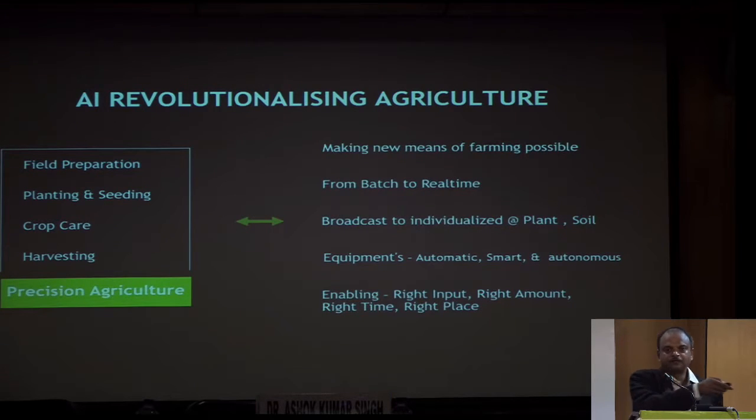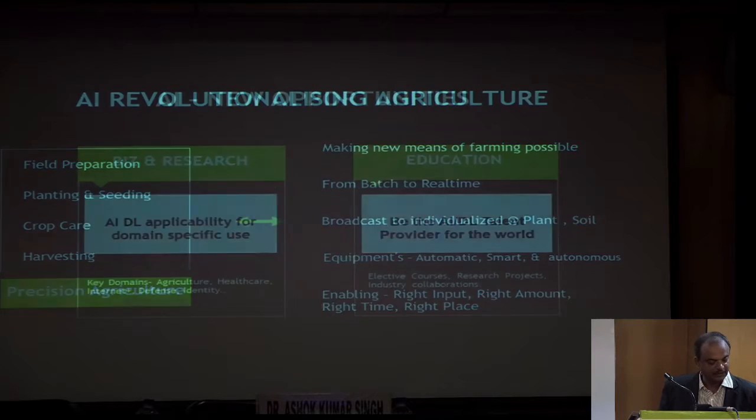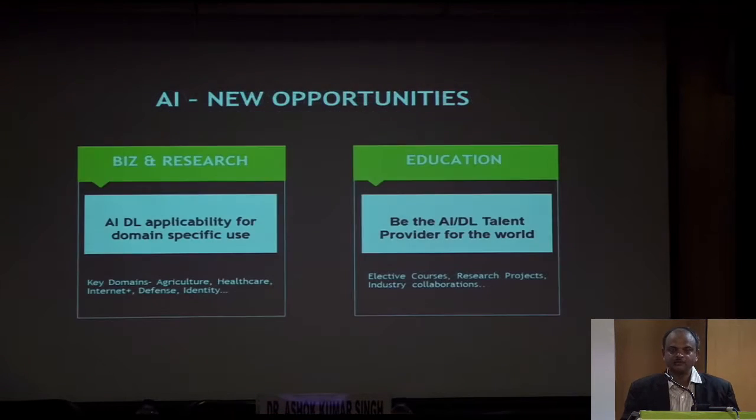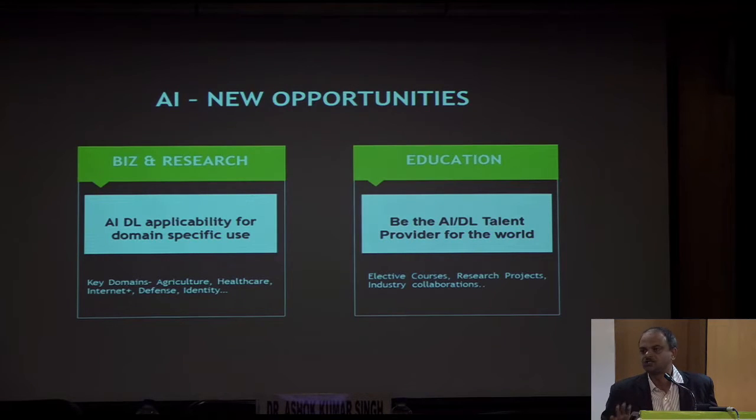So I have just 2 more points to make, and I'm done. So for India, what we're telling the government and everybody is these 2 things. You have no option but to apply it across your industries. It's a do or die situation. And second is, we have the opportunity to be the global AI talent provider for the world.